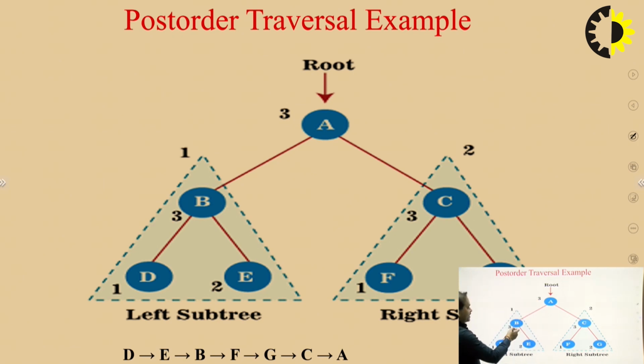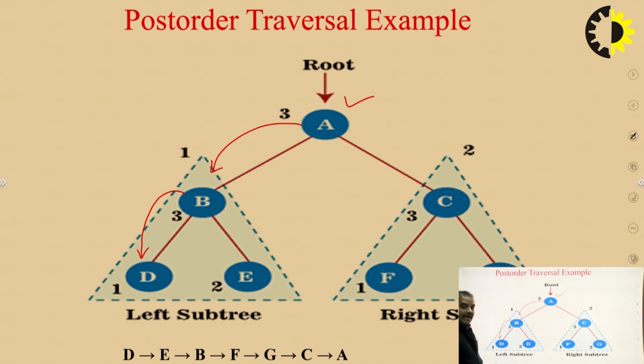In processing the subtree, B is the root node of subtree D, and B is also the left subtree of A. In the case of the right subtree, F is the left child of C and G is the right child of C. First, we have to process the left subtree. Starting with the root node, we move on to the left subtree. Now, B is also a root, so we move on to its left subtree. We don't process B before processing its left subtree. We go on to the left subtree, and that is D.